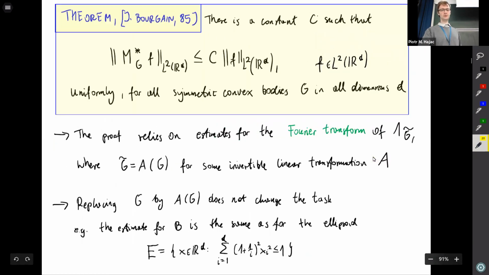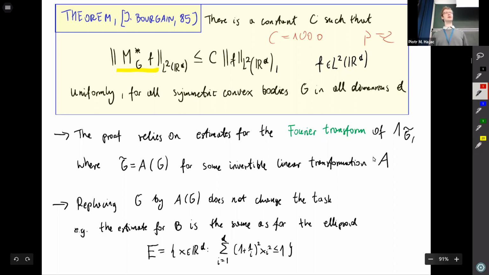Okay, so what Bourgain proved in '85 was that there is a universal constant. I haven't written it, but this universal constant is surely less than 1000. So for example, 1000 is okay. Such that not only for all dimensions, but also for all symmetric convex bodies G, the maximal function M*_G f has dimension-free estimates on L2. So p equal to 2 here.